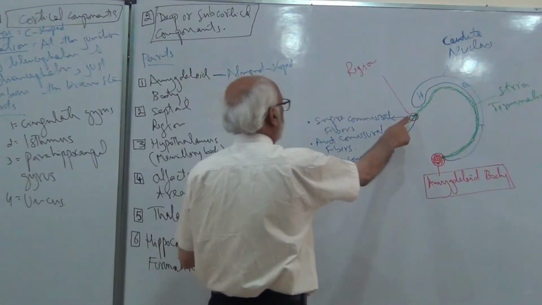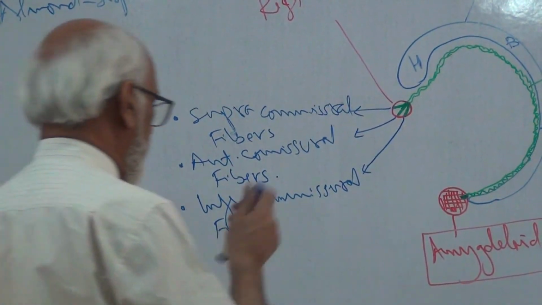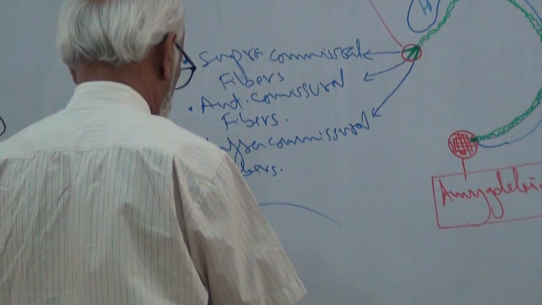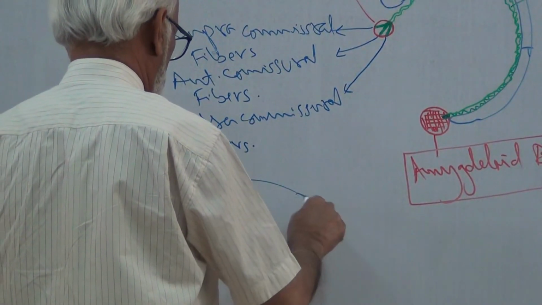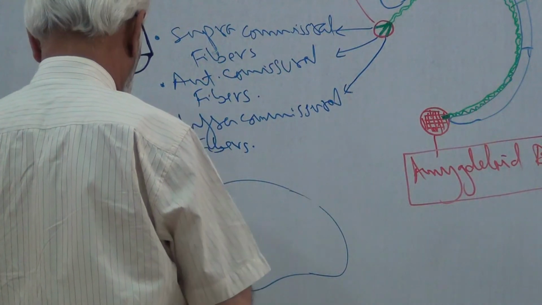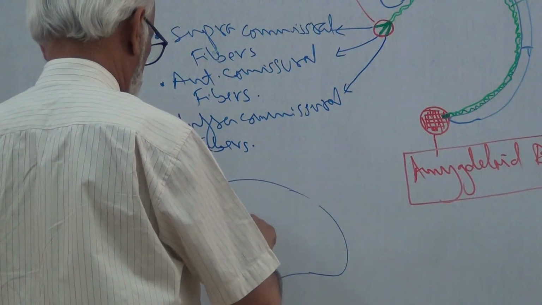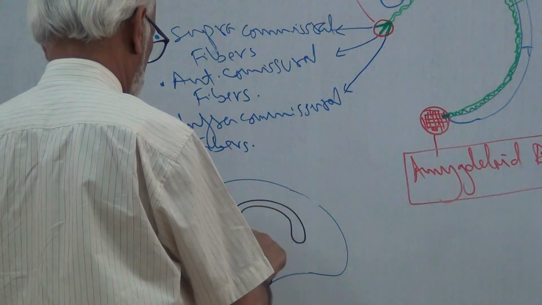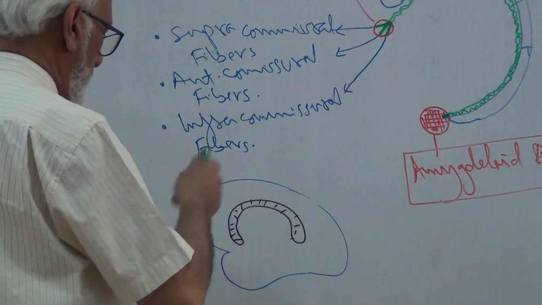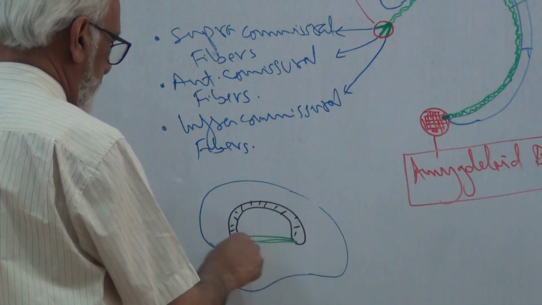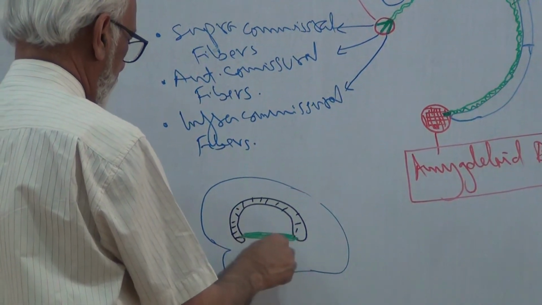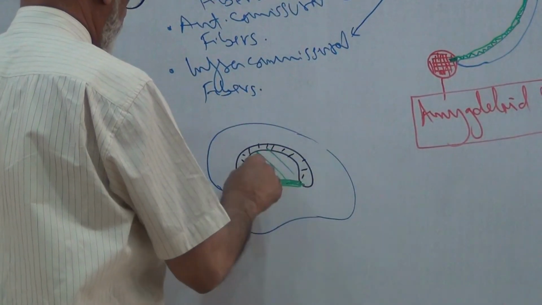Now, where is this region located, where the stria terminalis fibers divide into these commissural bundles? Now, the corpus callosum, the fornix, suspended to the corpus callosum by the septum pellucidum.